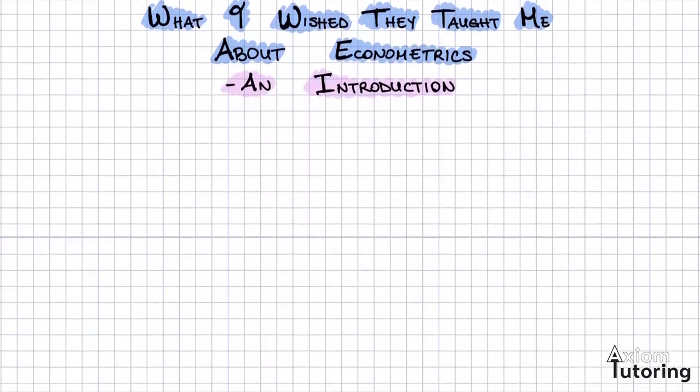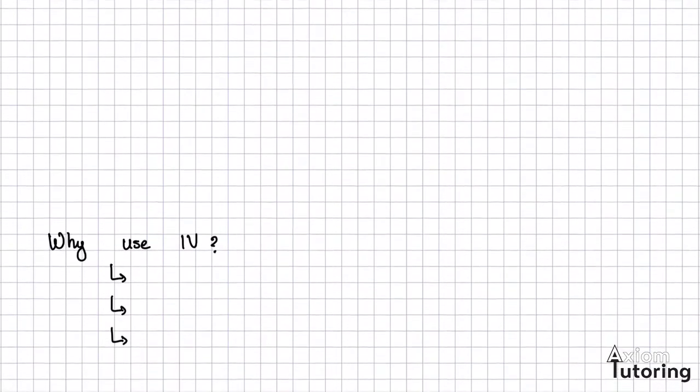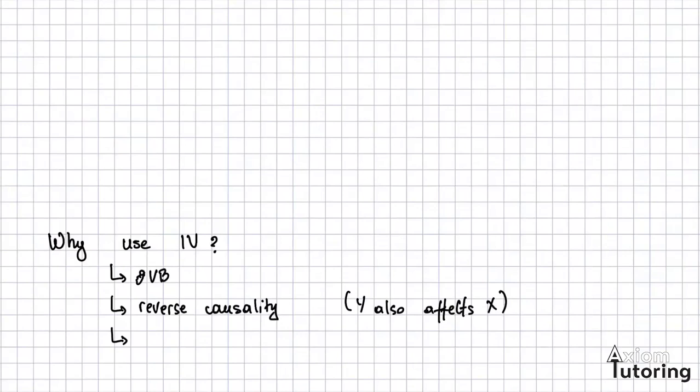So the first point where we started from was why use IV? There were three main causes, which were omitted variable bias, so a missing variable affecting both the X and the Y. We had reverse causality, which is very likely what you will always see as the root cause of you using IV. In this case, Y also affected X. And the other one is measurement error, where X is measured with noise, and that is correlated with your error term.